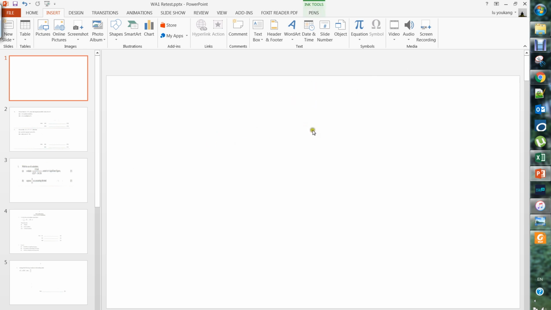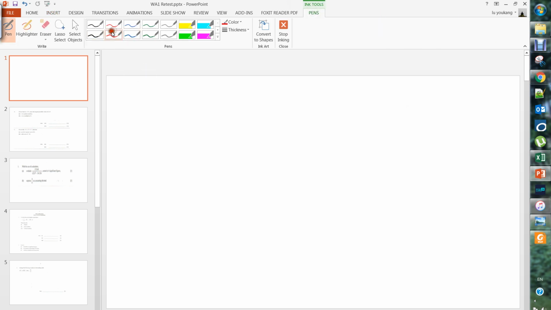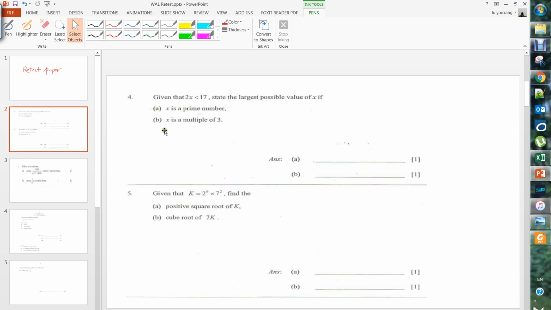Right now, you are actually looking at a retest paper. A retest paper I have set for one of my students. So let's look at the first questions. Okay. So the first question here says, given that 2x is smaller than 17, then state the largest possible value if x is a prime number.